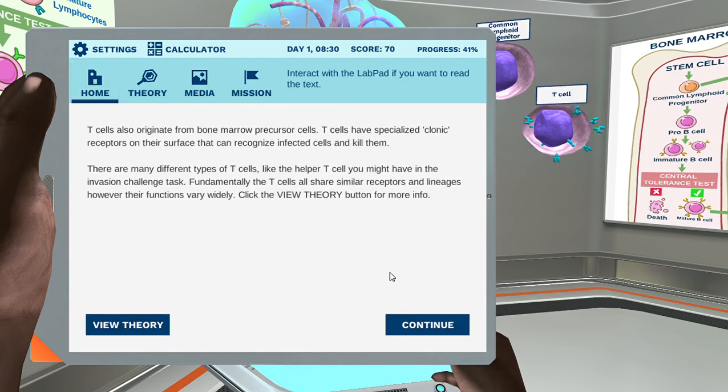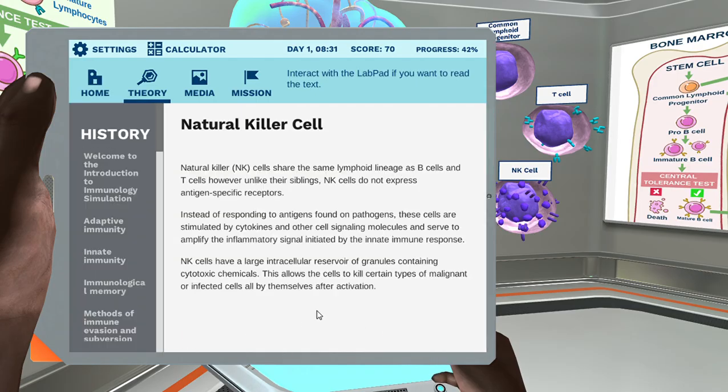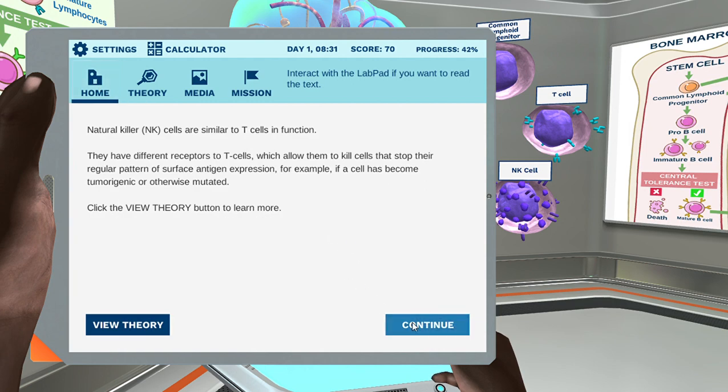T cells also originate from bone marrow precursor cells. T cells have specialized clonal receptors on their surface. Natural killer NK cells are similar to T cells in function. They have different receptors to T cells, which allow them to kill cells that stop.